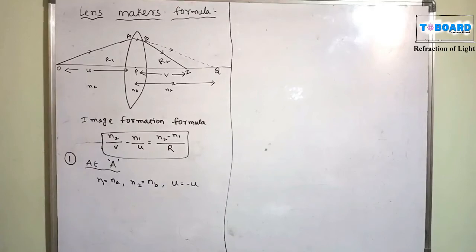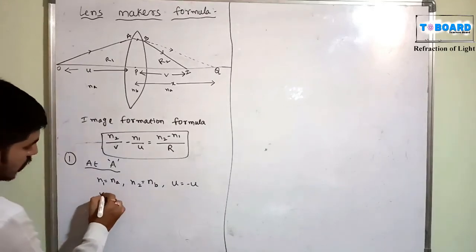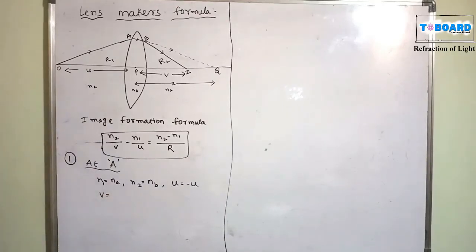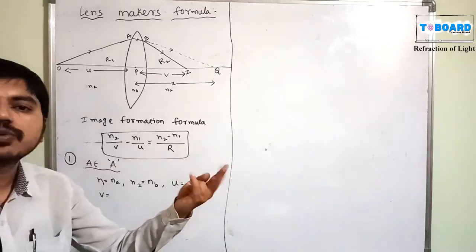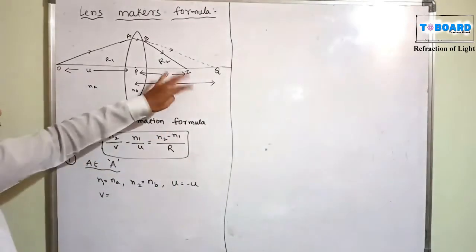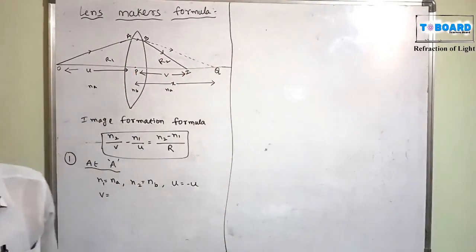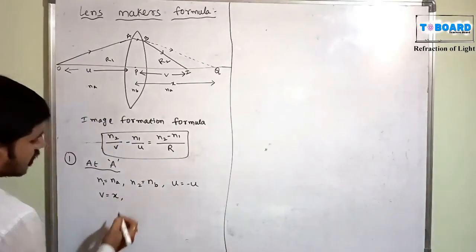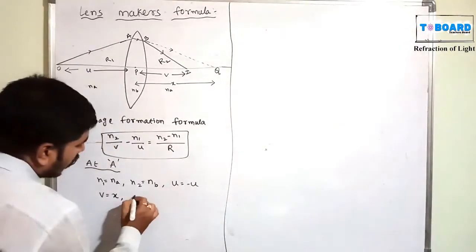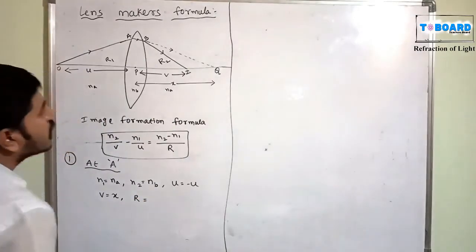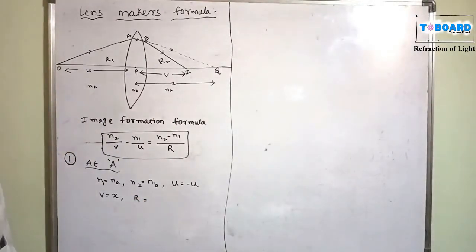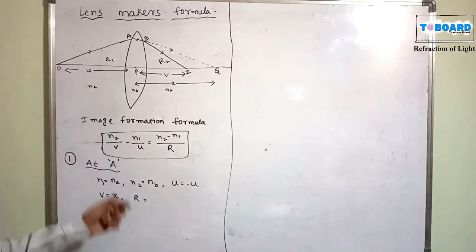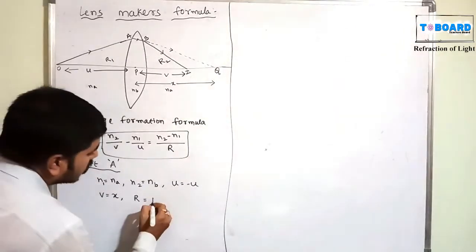What about the image position? In this situation we don't know the V, so we don't want to consider it as V again. Now it should be called X. Is it plus X or minus X? Plus X. The radius of curvature I am going to consider as R1, plus R1.